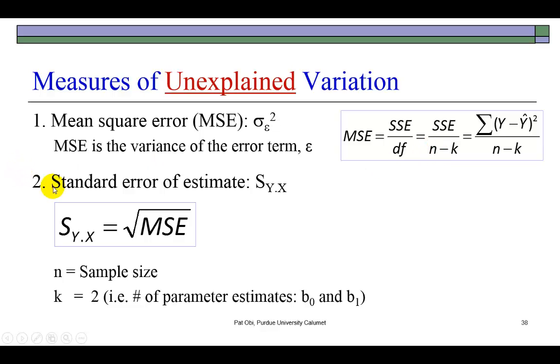And the other is simply the standard error of the estimate. The standard error of the estimate is the square root of the mean square error. So you can view the mean square error as your measure of unexplained variation, or the square root thereof, which is the standard error of the estimate. So really, some refer to the mean square error as the variance of the regression model.